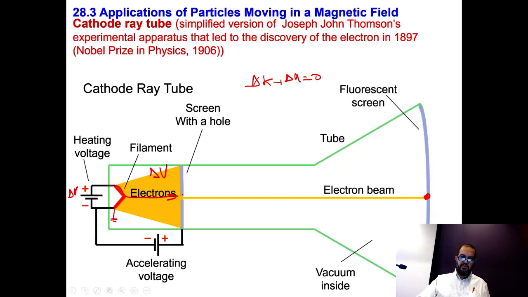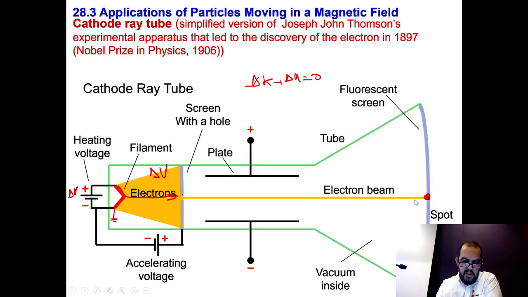Now let's assume we add an electric field. Here, this is a positive plate, this is a negative plate, so we have an electric field like this. Since the electron is negatively charged, it will experience a force in the opposite direction. So the electron will deflect and will hit a different point on the screen.